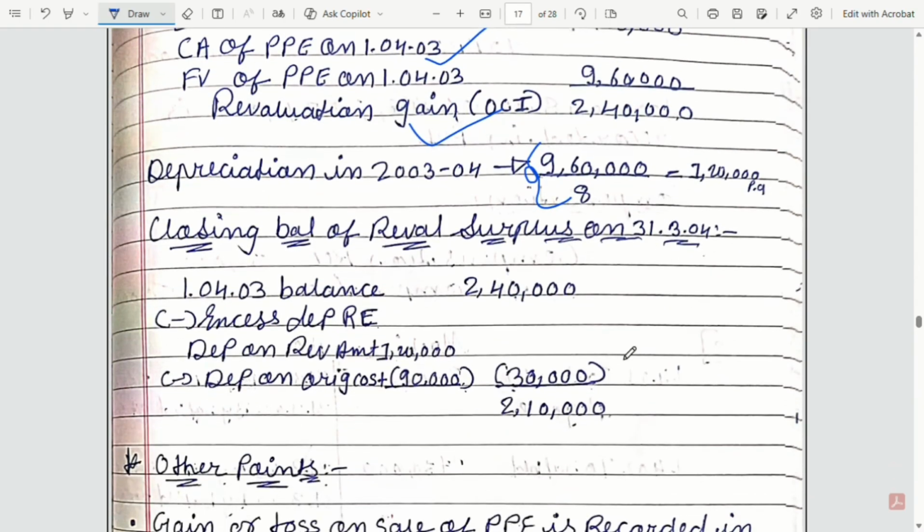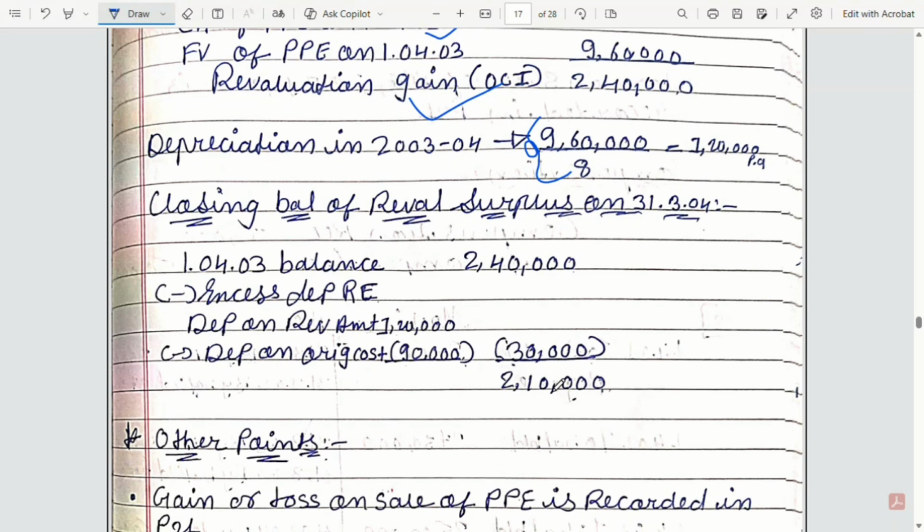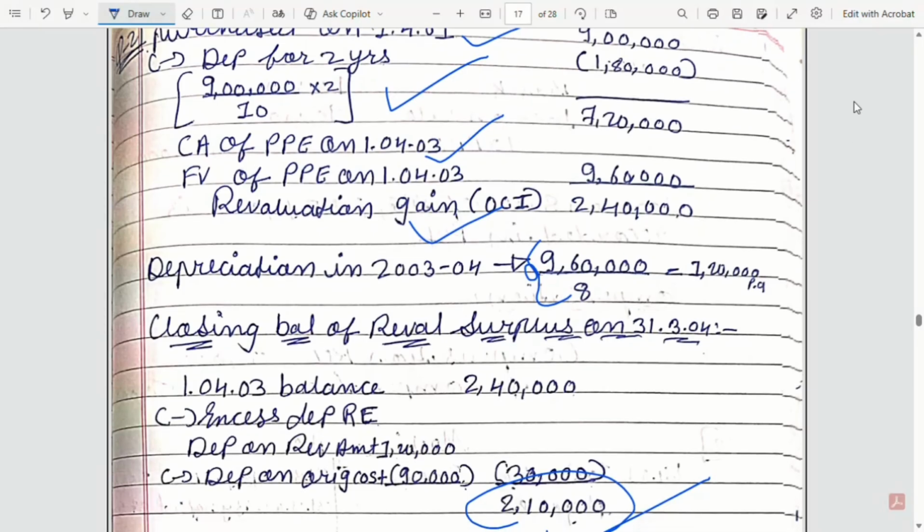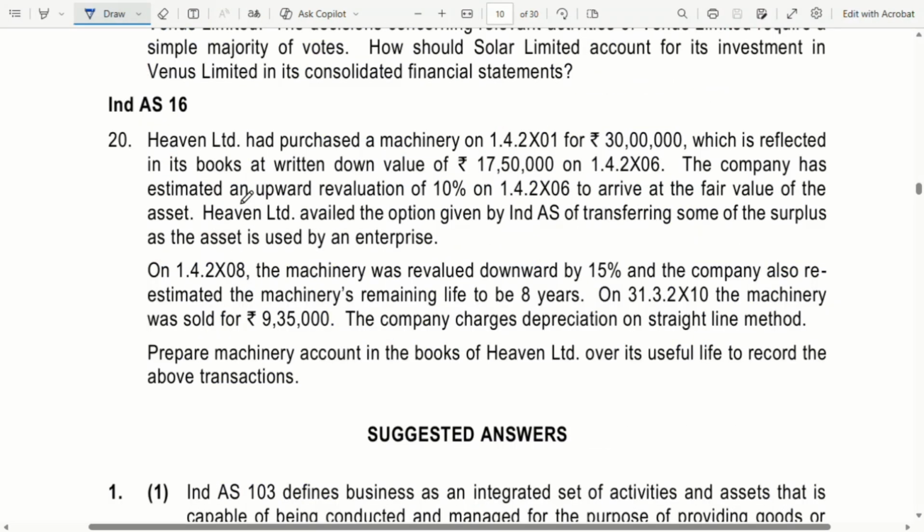ओके, 30,000 का डिप्रिसिएशन हम लोग का इंक्रीज हो गया है, उतना हम लोग लेस कर सकते हैं रिवैल्यूएशन सरप्लस से. So this is the value of revaluation surplus as on 31st March 2004. समझा? Easy. So before starting this question, we will revise the concept of revaluation surplus.